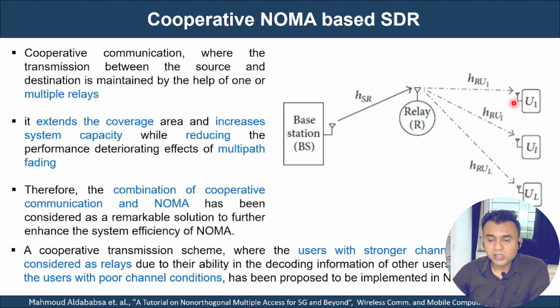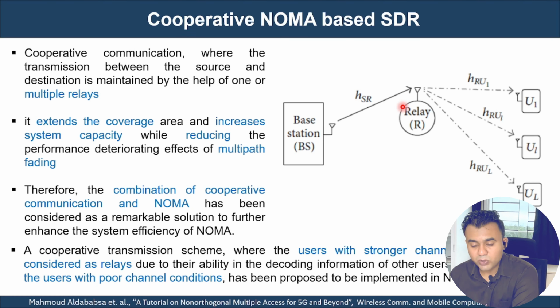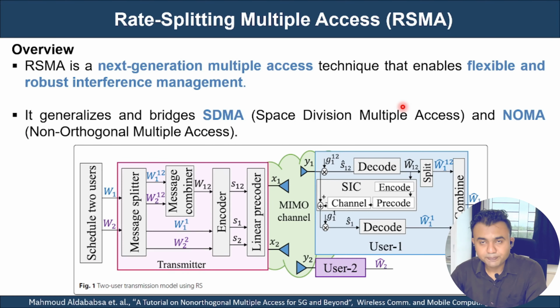Whereas these are the users which are located far away, which means they do not have the stronger channel condition. So the users with the stronger channel conditions are considered as relays due to their ability in decoding the information of the users, to assist the users who have poor channel conditions. So it will help to decode the signal, because it will just reproduce the signal and improve the quality here.